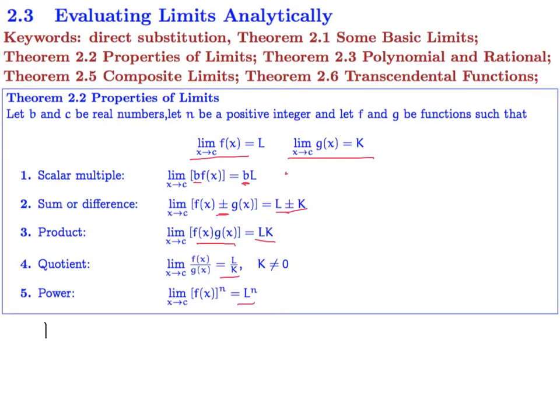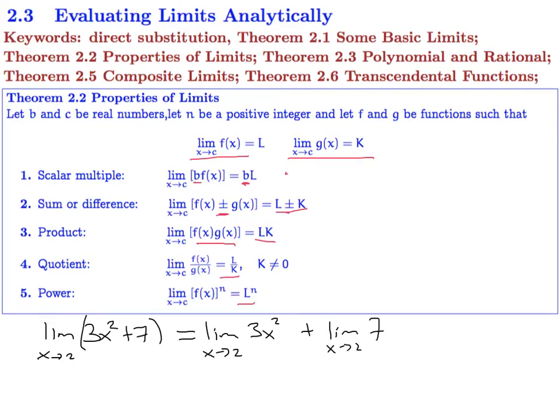Let's suppose that we wanted to compute the limit as x approaches 2 of 3x squared plus 7. Well, we can think to ourselves, if I want to compute this limit, I should try to break it up. And I can break it up across the addition into two easier limits here. So this is using property number 2, that I can break the limit up. Next I look and see what else I can do here. Well, this 3 is just a constant, and property number 1 says that I can move constants out.